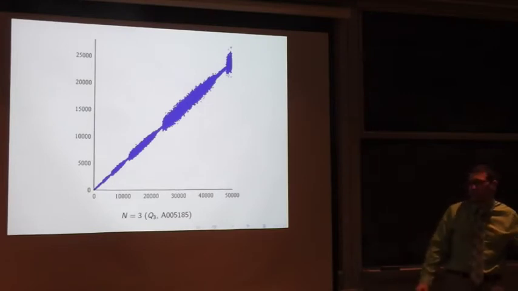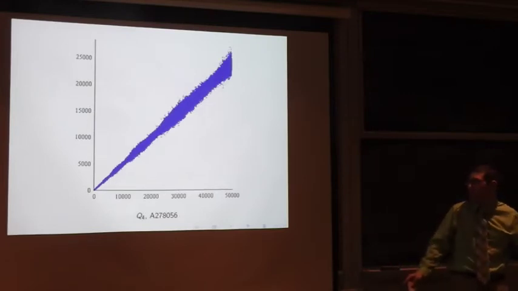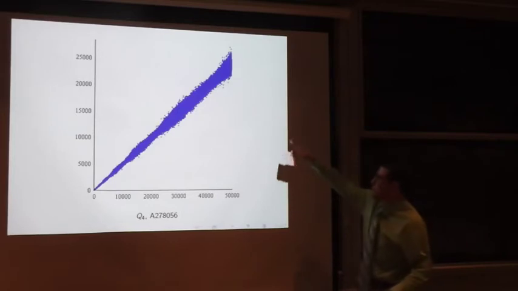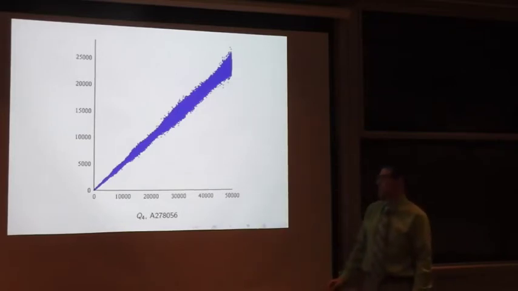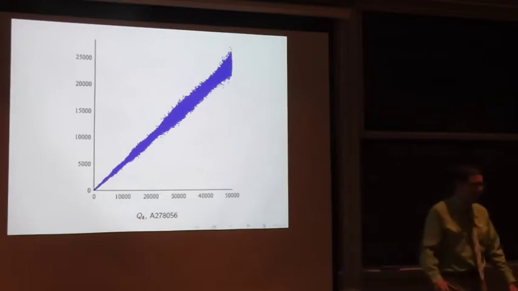So here's Q sub n, 2 and 3. And here's 4. You can still sort of see some sort of waviness going on here, but it's less pronounced than for the Q sequence. Again, I have no explanation for that. It just sort of happens.